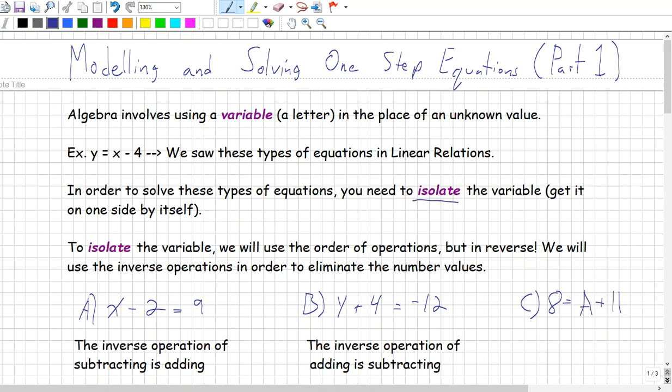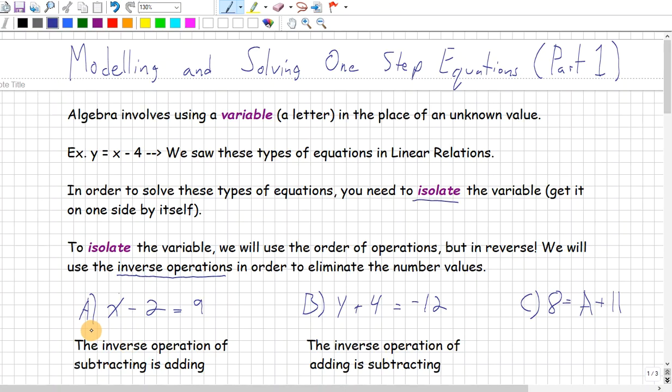We will use what are called inverse operations. This is probably a new term for some people. We use them in order to eliminate the number values. So we're going to get rid of the numerical values, the constant values that are on their own, that are directly connected with the variable. And inverse operations are just a fancy way of saying the opposite operation.